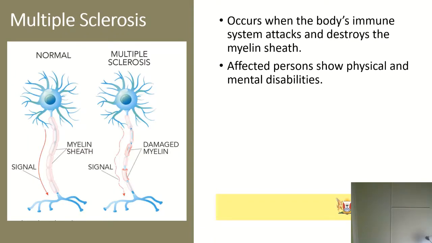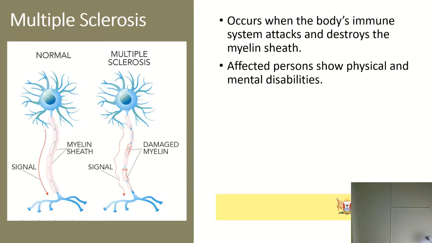The second disorder that is associated with the central nervous system is multiple sclerosis. This one occurs when the body's immune system attacks and destroys the myelin sheath. If you know the structure of the motor neuron, around the axon, the myelin sheath is one of the layers that surround the axon. Now, the immune system begins to destroy that part of the neuron.